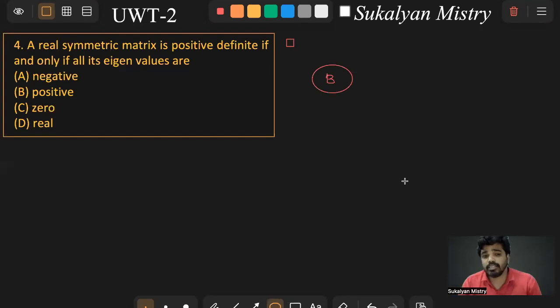Note down this. A real symmetric matrix is positive definite if and only if all its eigenvalues are positive. A real symmetric matrix is negative definite if and only if all its eigenvalues are negative. A real symmetric matrix is semi-definite if some eigenvalues are positive and some eigenvalues are negative. Okay.